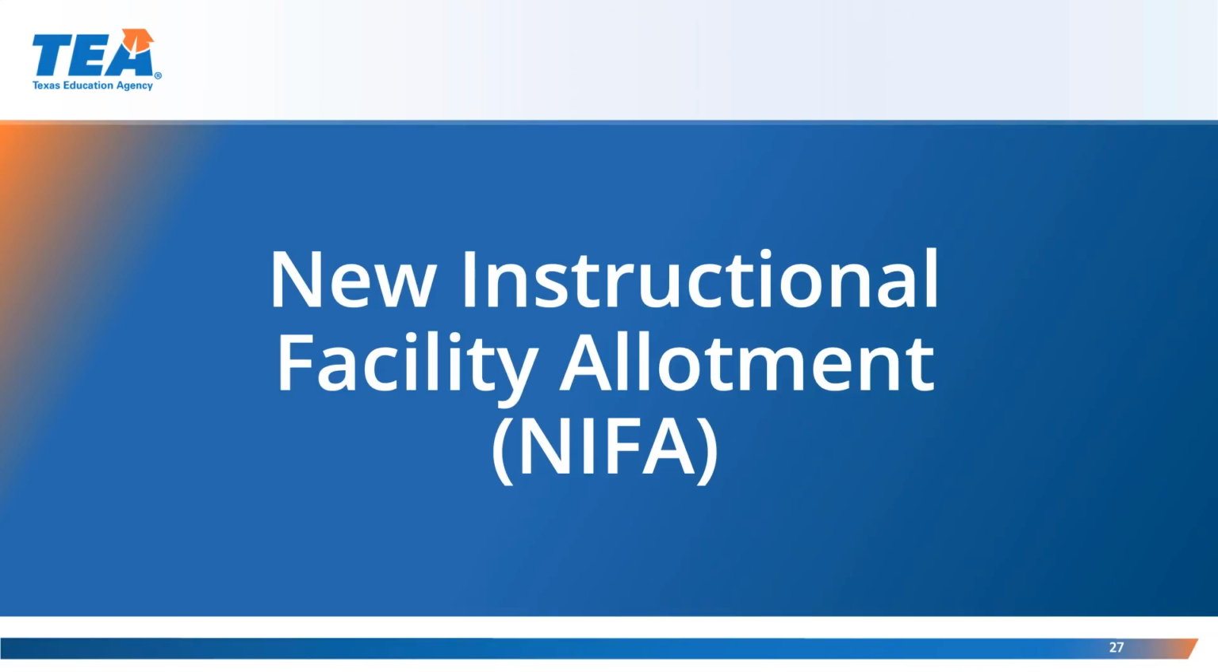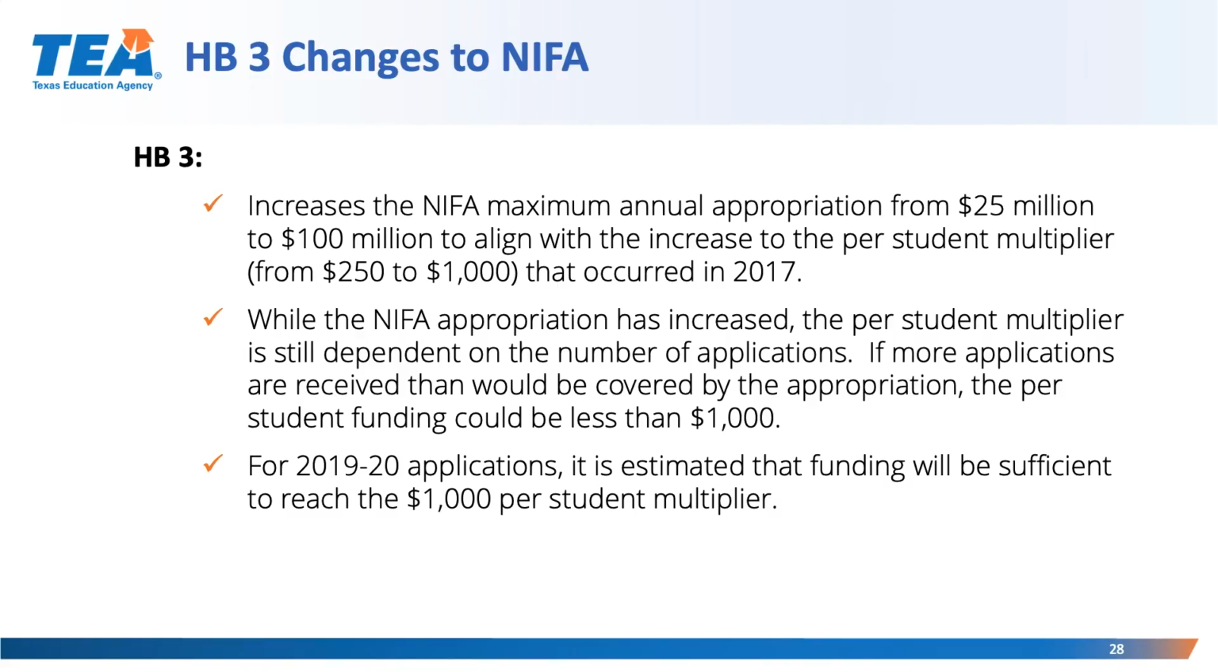On to the new instructional facility allotment, which is another allotment in the FSP that assists districts with the one-time start-off costs of building new campuses. HB3 increased the maximum annual appropriation for NIFA from $25 million to $100 million to align with the increase in the per student amount, which was increased from $250 to $1,000 in 2017. We estimate that for 2020, the funding of $100 million should be sufficient to be able to fund the full $1,000 per student. If it's not, then there may have to be a proration of the amount, but it will be a far smaller adjustment than we're currently having to do.